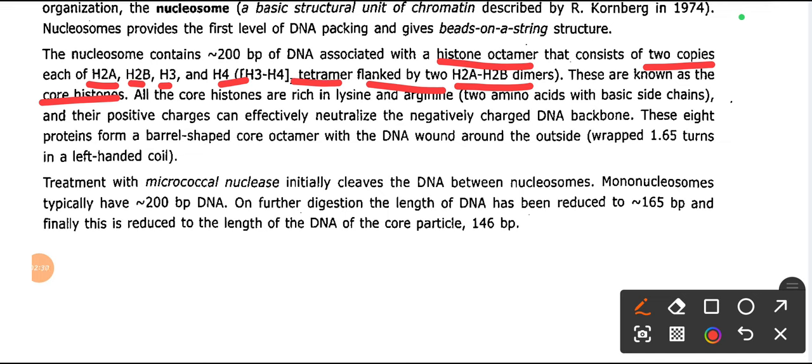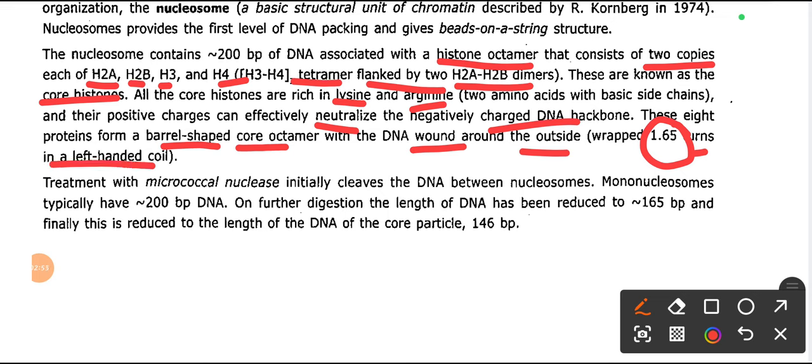These core histones are rich in two basic amino acids, arginine and lysine, and the positive charge on these amino acids neutralizes the negative charge on the DNA backbone. These 8 proteins form a barrel-shaped core octamer with the DNA wound around the outside, forming 1.65 turns in a left-handed coil. So the histone is coiling the DNA around itself, wrapping the DNA 1.65 turns in a left-handed coil.